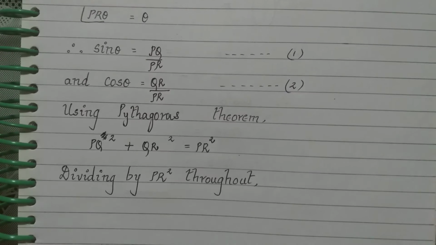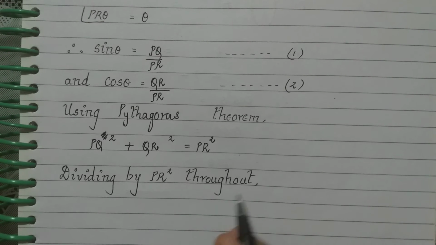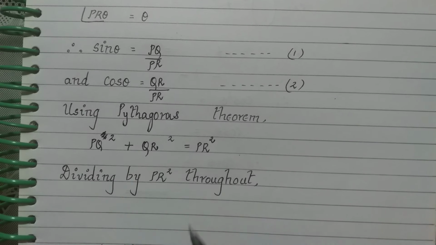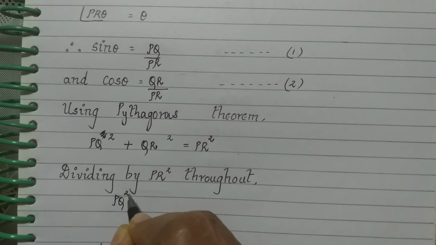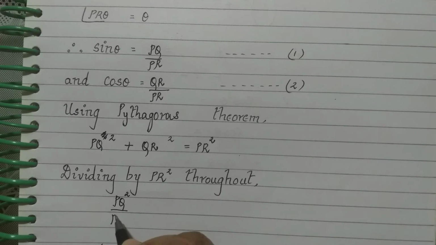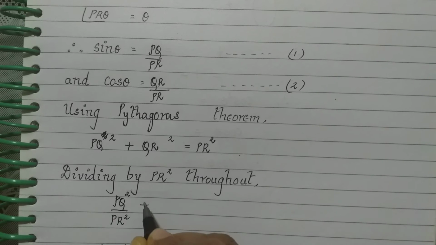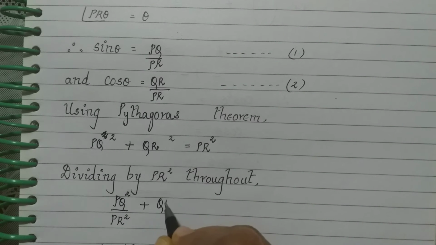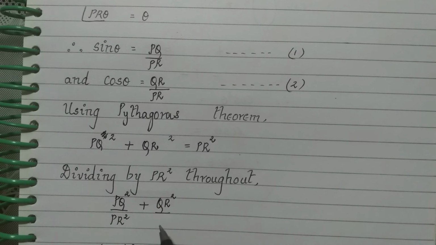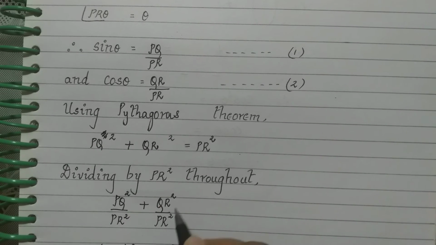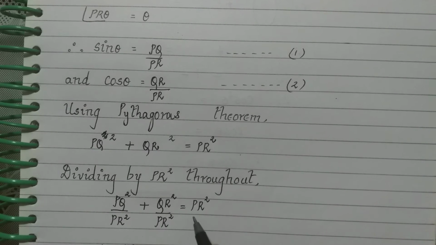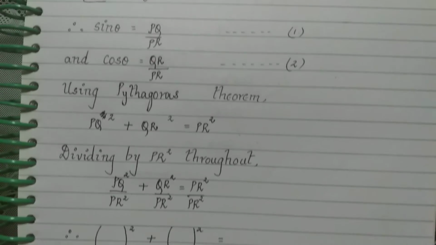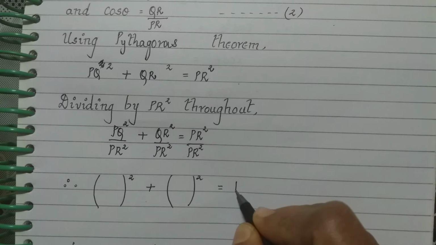Now what do we do in the next step? We divide by PR square throughout. So this becomes PQ square upon PR square plus QR square upon PR square is equal to, on the right hand side we have PR square only. We divide again by PR square, and PR square upon PR square will be 1. So we write first the right hand side.